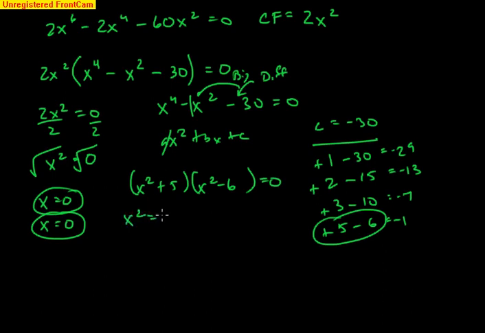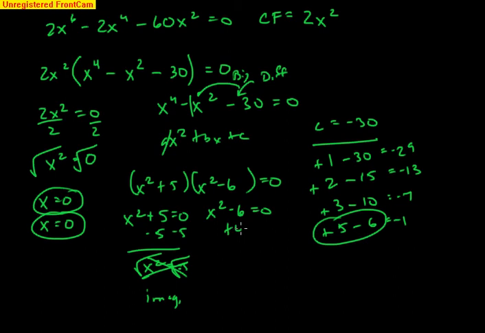And this is again factored, so set each one equal to 0 and solve. So x squared plus 5 equals 0, x squared minus 6 equals 0. Here, get the x squared alone by subtracting 5 and take the square root. Now when you subtract 5, you get a negative 5, so you're taking the square root of a negative number. That's imaginary. You don't have to worry about them. So 2 of the answers are imaginary.